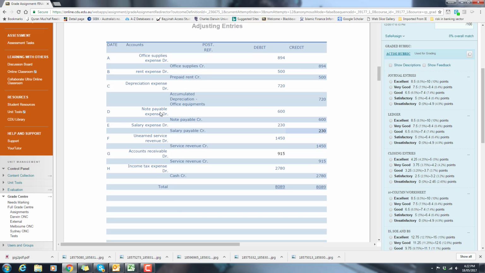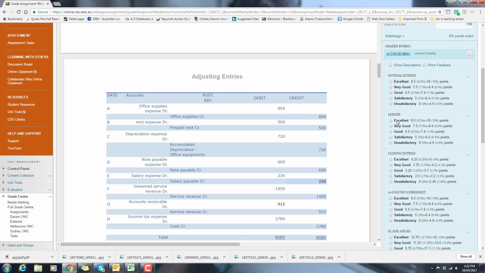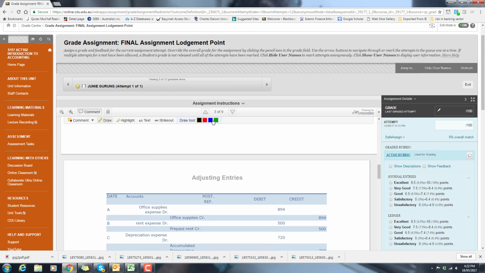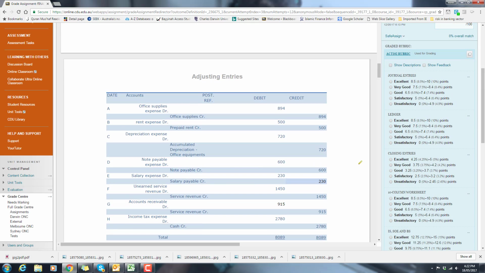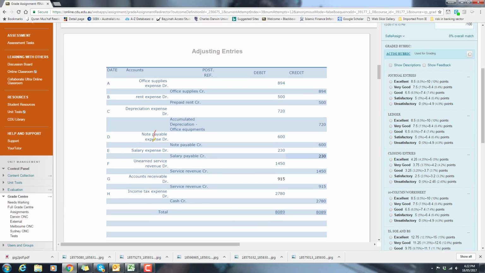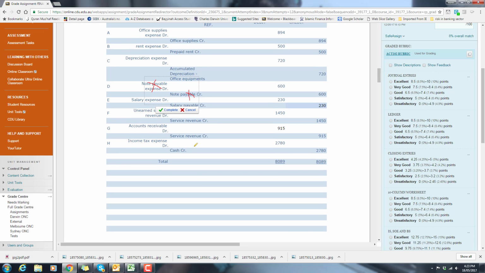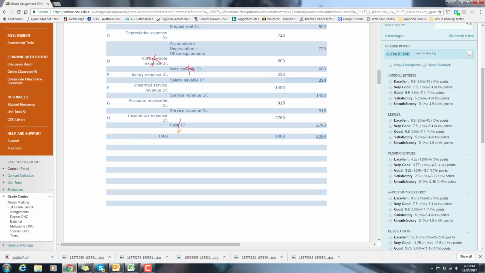this note payable expense. So this is somehow wrong. It should be interest expense. So in that case, if I want to use the marker, I can actually mark as well. So it's supposed to be interest expense debit, interest payable credit, not note payable. The wrong answer: salary expense debit, unearned service revenue debit, service revenue credit, accounts receivable debit, service revenue credit, and then income tax expense debit, cash credit. No, because cash cannot be credited in an adjusting entry. So this is the wrong answer.